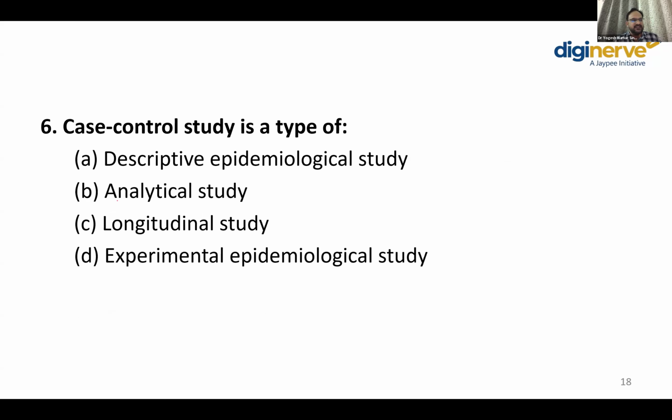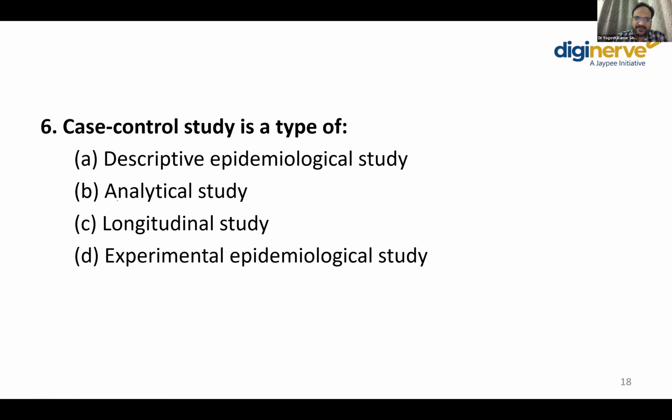Then, case control study is a type of descriptive, analytical, longitudinal, or experimental? Yes, analytical. Answer given by Anthony. 6B analytical, good. Because we are studying analytical studies, the question is from the analytical. It's very simple. And descriptive we have already discussed in the last class, so descriptive cannot be the answer.